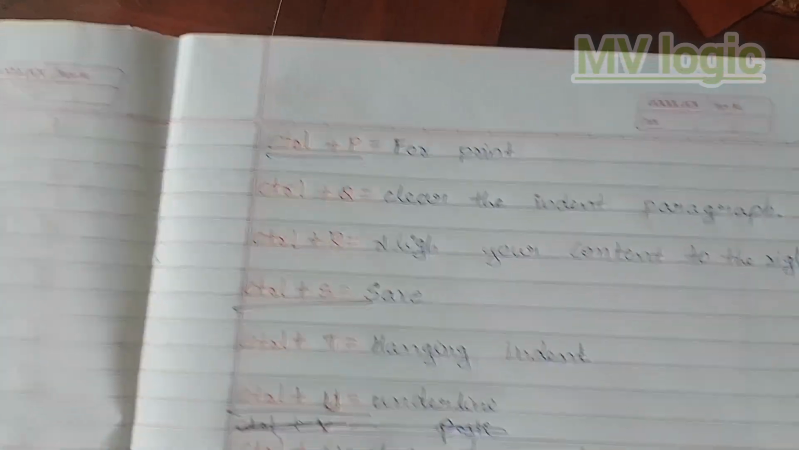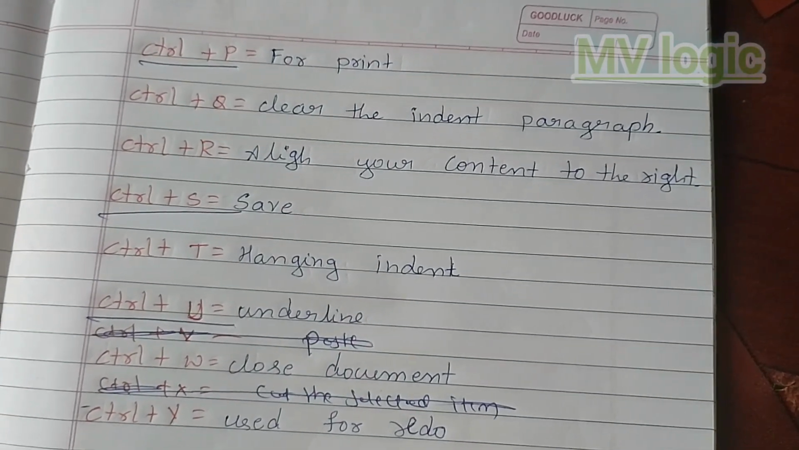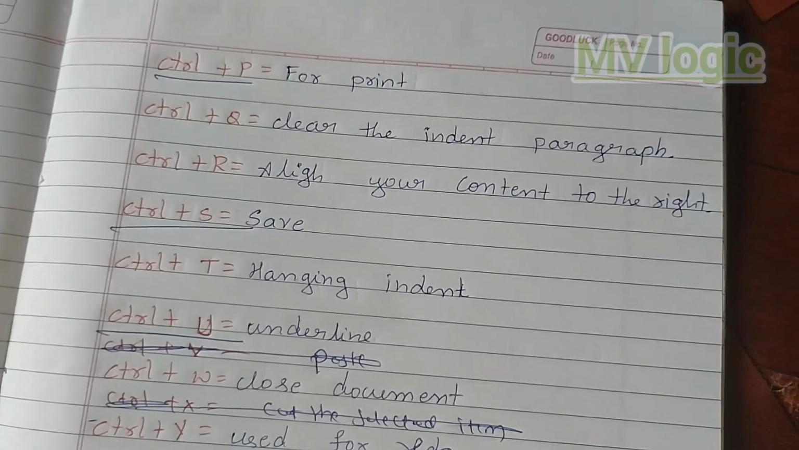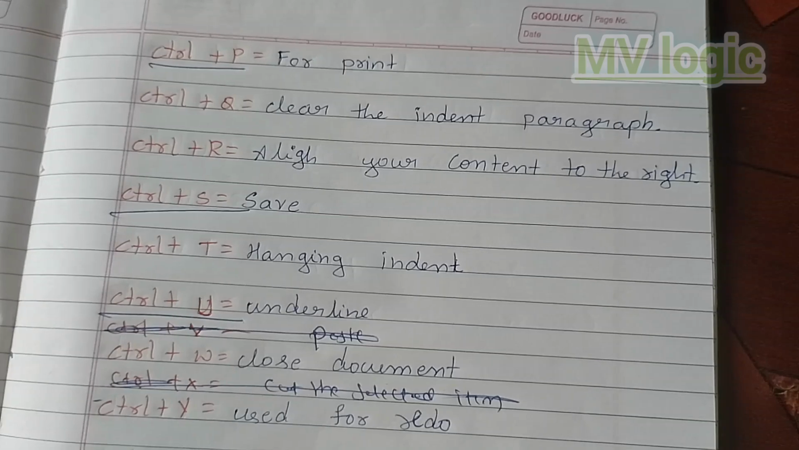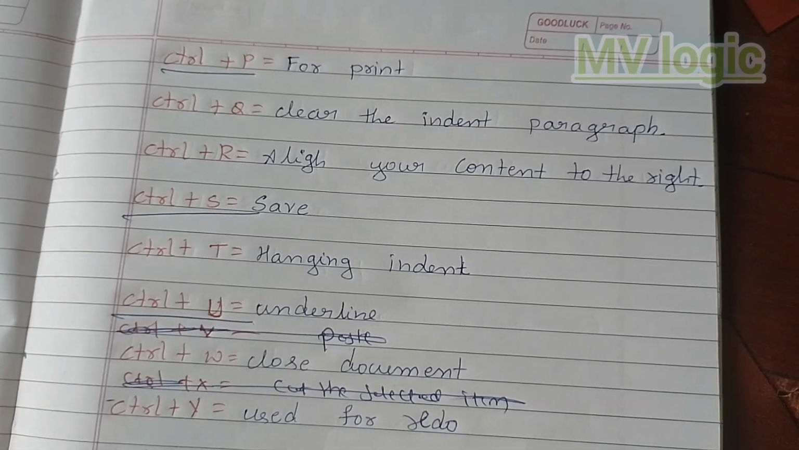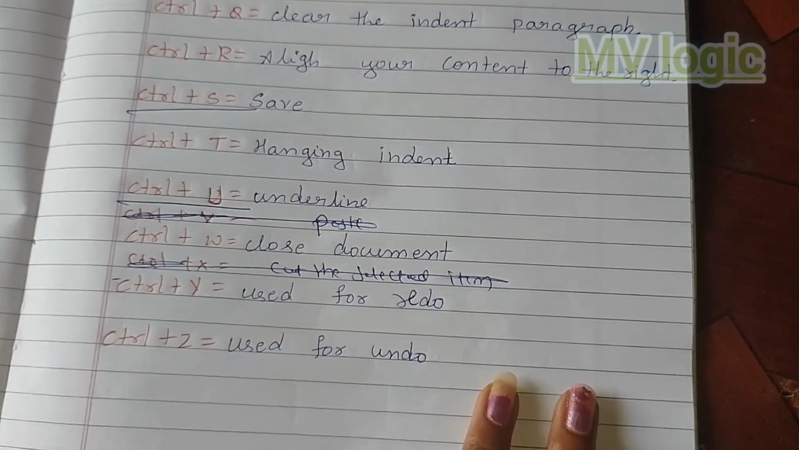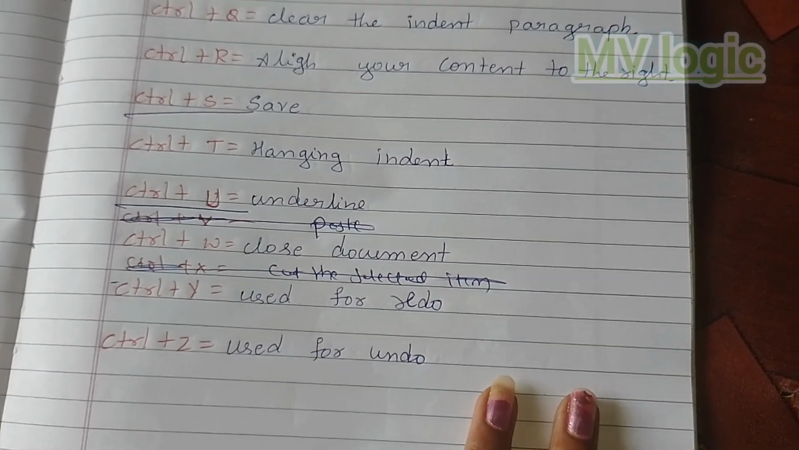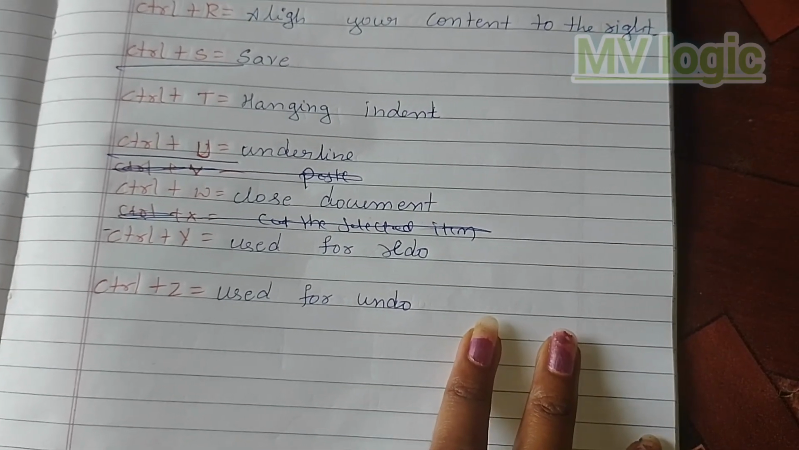Control Q clear the indent paragraph. Control plus R allow your content to the right. Control S save. Control plus T hanging indent. Control plus U underline. Control plus W close document. Control plus Y use for redo. Control plus Z use for undo.